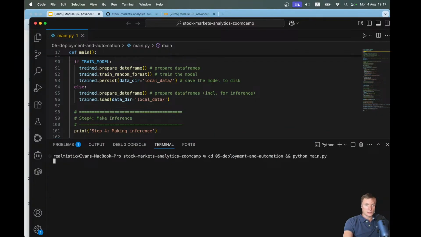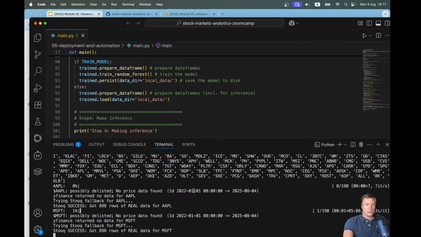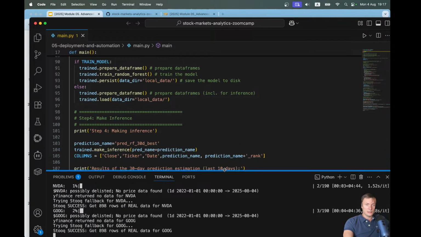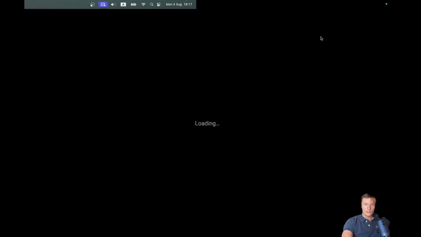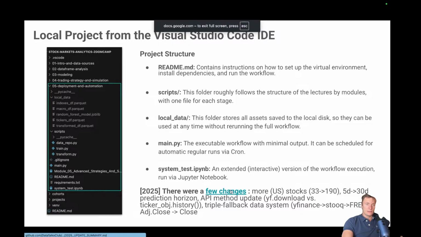So that's it, and it will start downloading stats here. I had to redefine the input sources so that it tries downloading from Yahoo Finance, and then Stooq, and then from FRED. So we can try it again in a few minutes. There is a file with all changes. You can read about all these changes, but it's a more powerful model because it has more data.